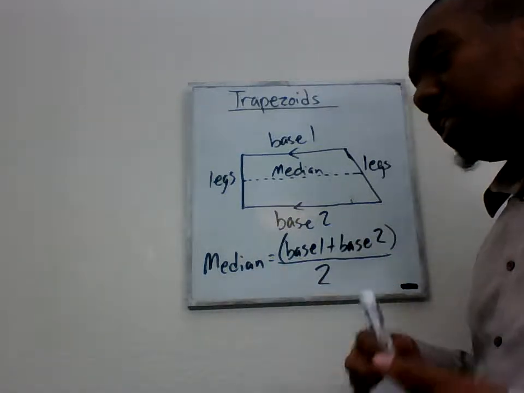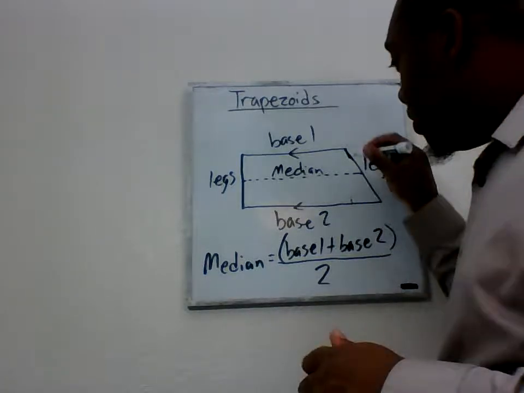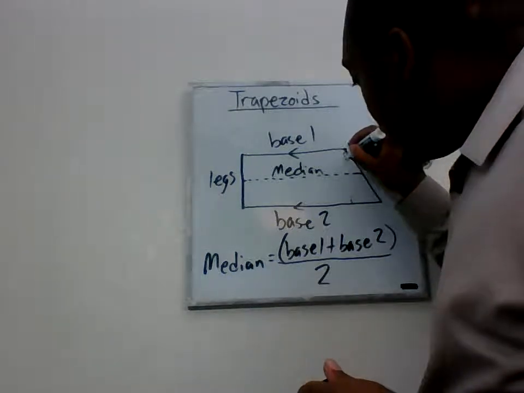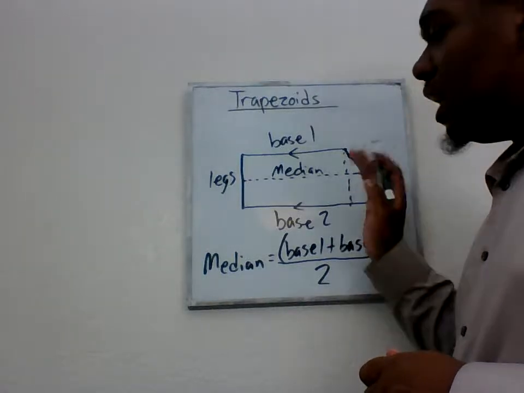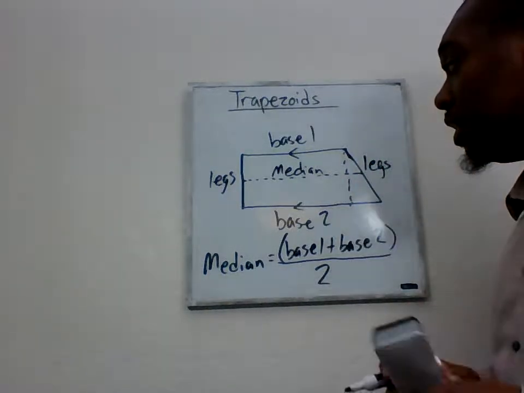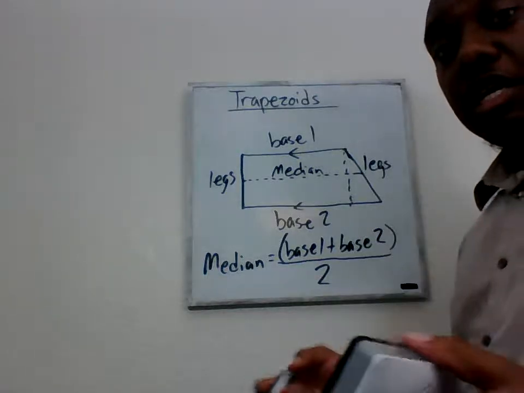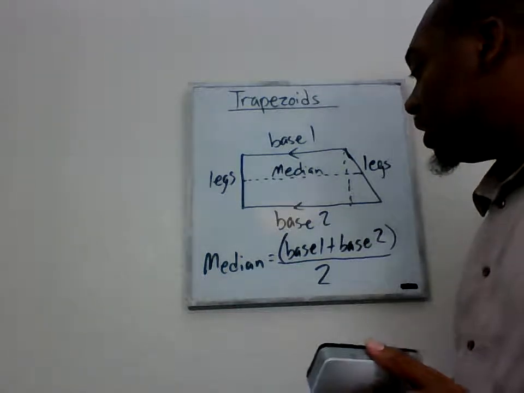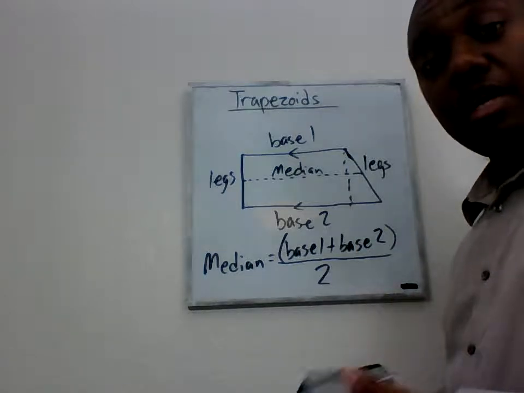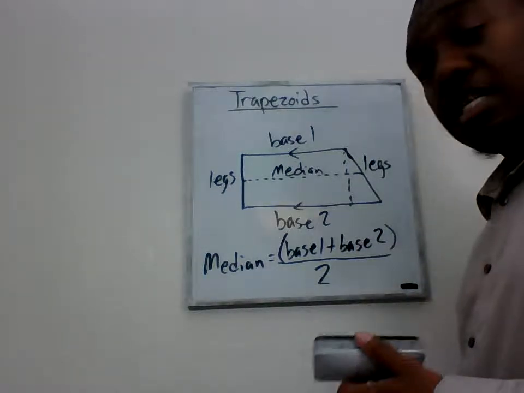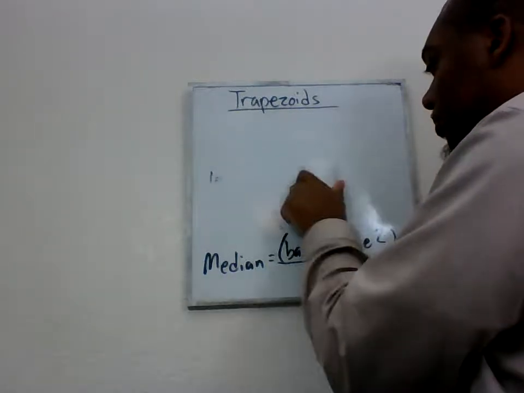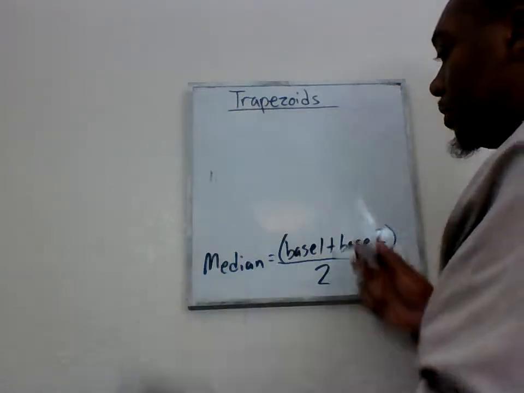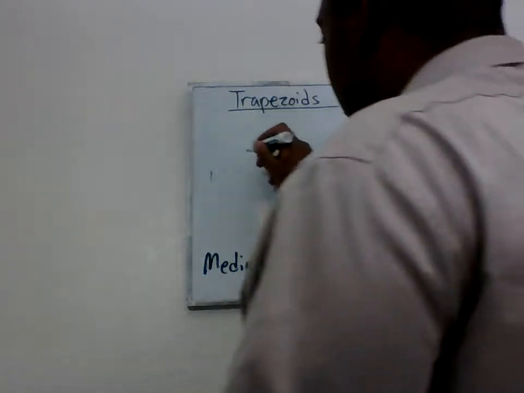In regards to the legs, some more things that people generally would do is they can draw triangles from here to find out the height of the trapezoid, and they can find out other measurements as well. Maybe find the angles using trigonometry, which we've discussed already. But the most important part here is the median. So let's look at some examples of finding the median, shall we? I'm going to draw another trapezoid.